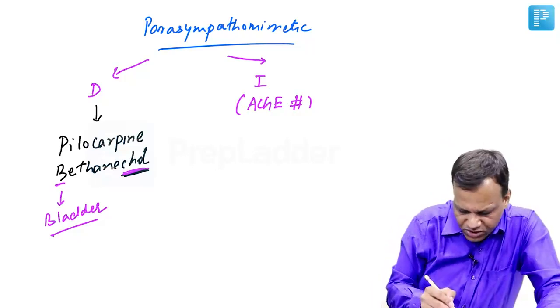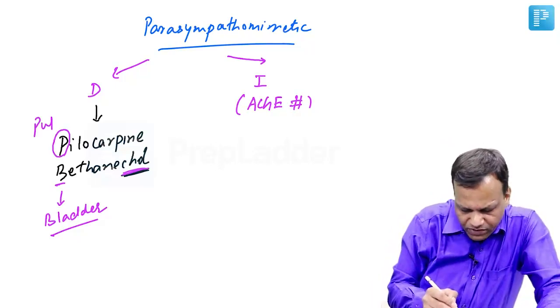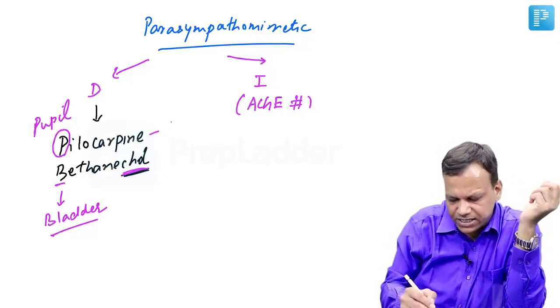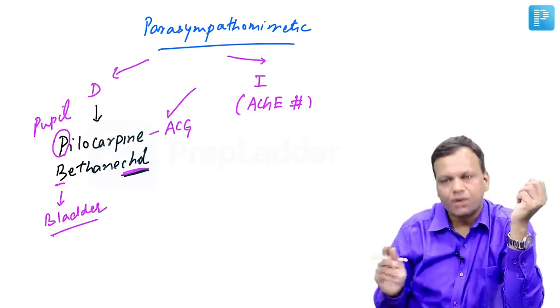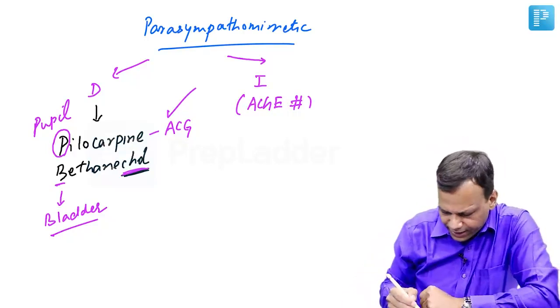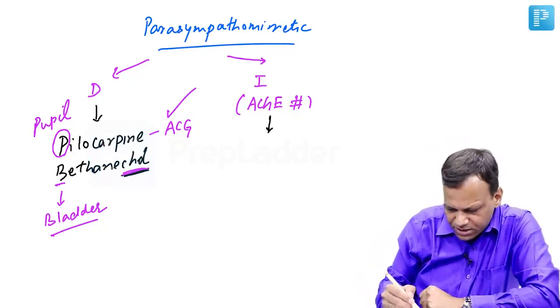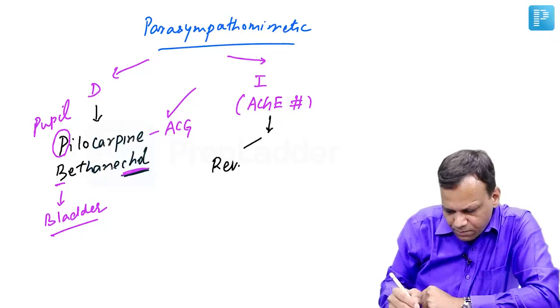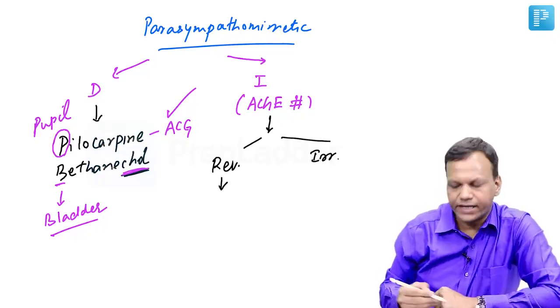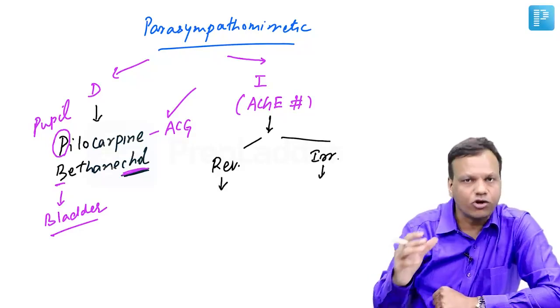Whereas pilocarpine, it is working on P for pupil, so it will cause contraction of the pupil, miosis, that will treat angle closure glaucoma. So pilocarpine is used as eye drops in angle closure glaucoma. Now coming to indirectly acting drugs, acetylcholinesterase inhibitors, they may be reversible, they may be irreversible. Reversible drugs are commonly used clinically, whereas irreversible drugs are usually toxic drugs.